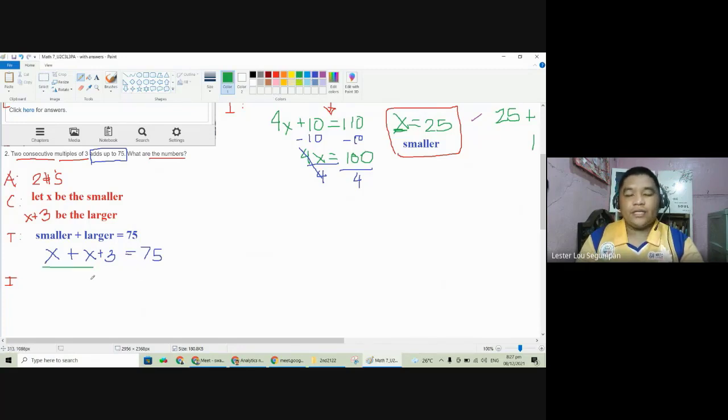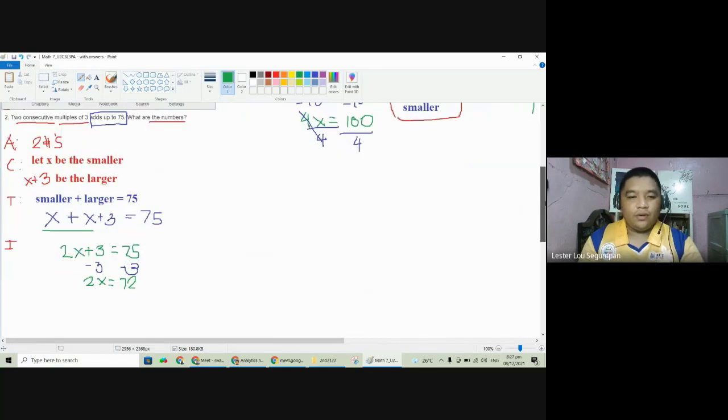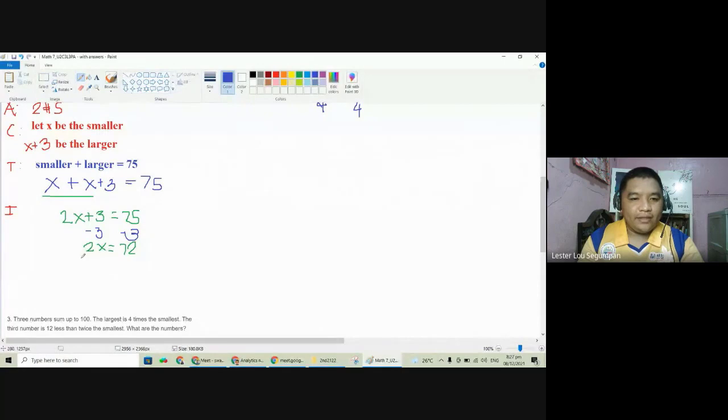We need to add the two variables first to get 2x plus 3 is equal to 75. And then we subtract 3 from both sides to get the expression 2x is equal to 72. And finally, we are going to divide this by 2 as well to cancel that out. The value for x is 72 halves, or 72 divided by 2, which is actually 36.